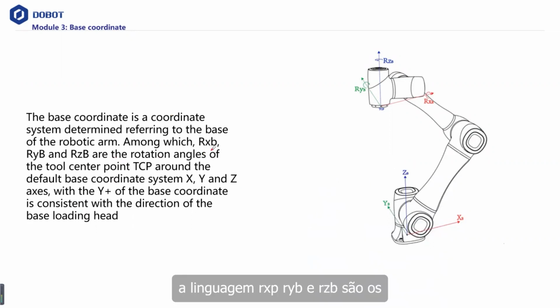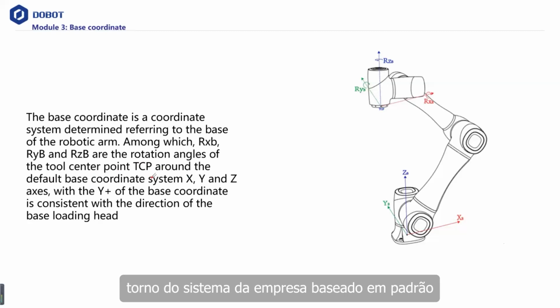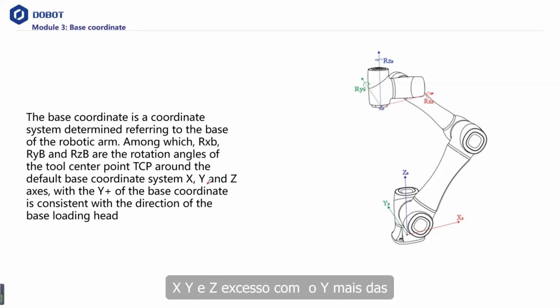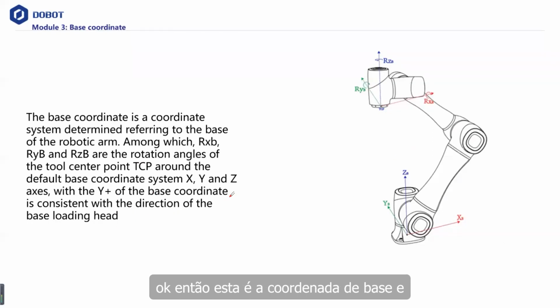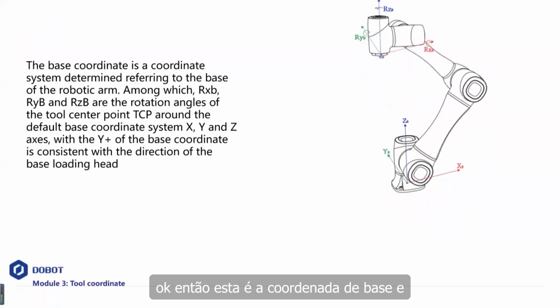Among which RXB, RYB, and RZB are the rotation angles of the tool center point, TCP, around the default base coordinate system X, Y, and Z axis, with the Y plus of the base coordinates consistent with the direction of the base leading ahead. Okay, so this is the base coordinate.